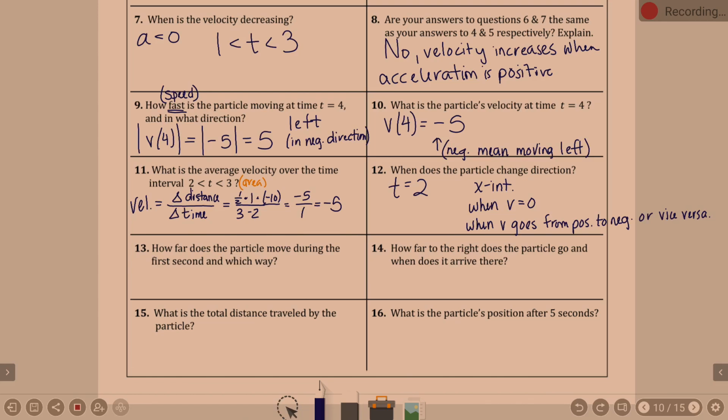And I know it's positive because it's positive velocity. Could you find how far it moves if you didn't have those also? Not necessarily.